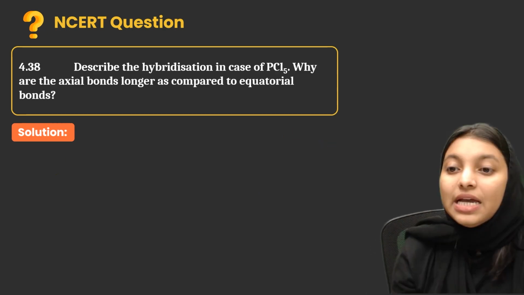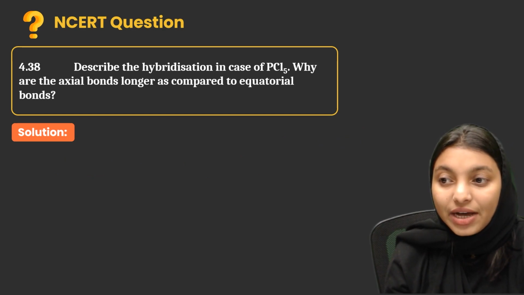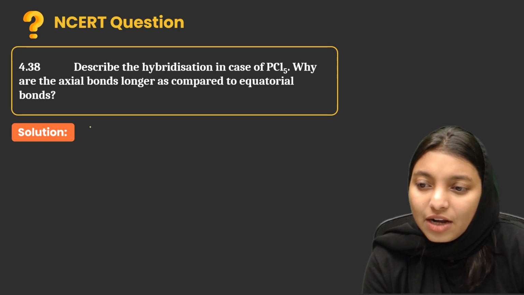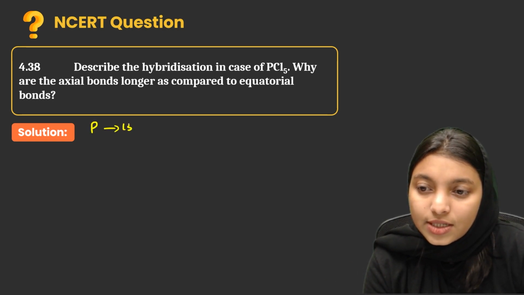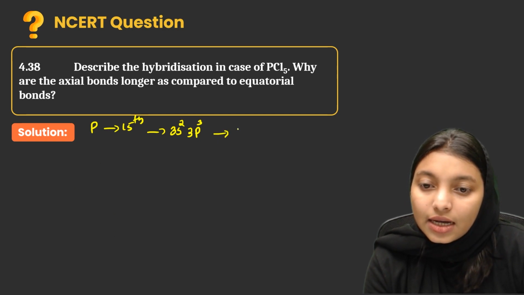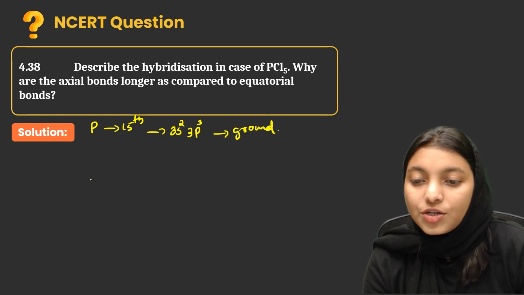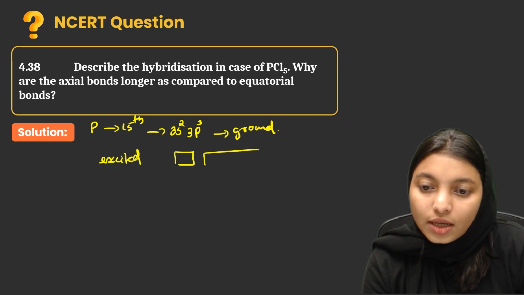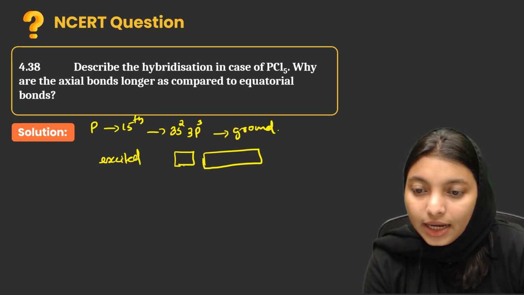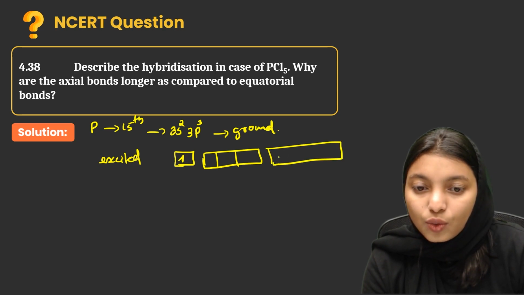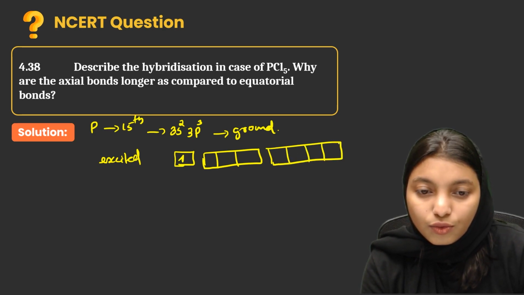Describe the hybridization in case of PCl5. Why are the axial bonds longer compared to equatorial bonds? So coming to PCl5, we know the central atom is phosphorus, which is a 15th group element, and its outermost electronic configuration will be 3s2 3p3. That is the ground state electronic configuration. And in the excited state, we'll be having d orbitals also, 1 2 3 4 5.